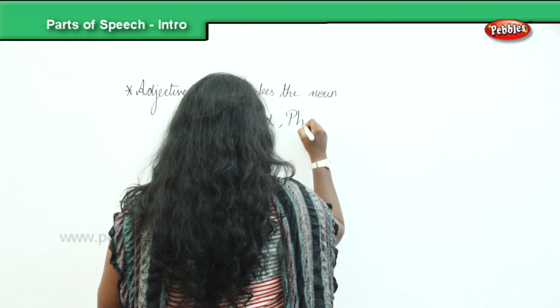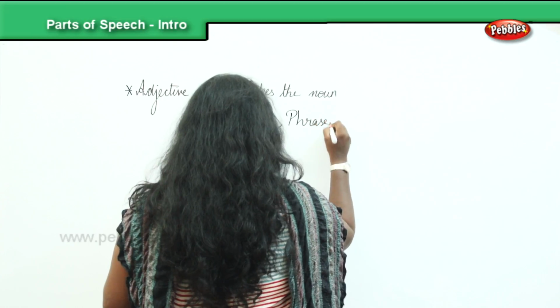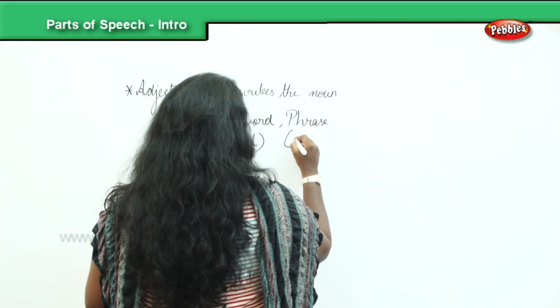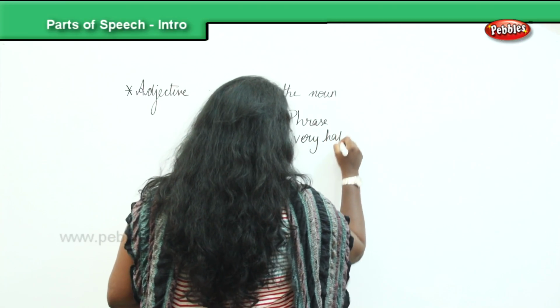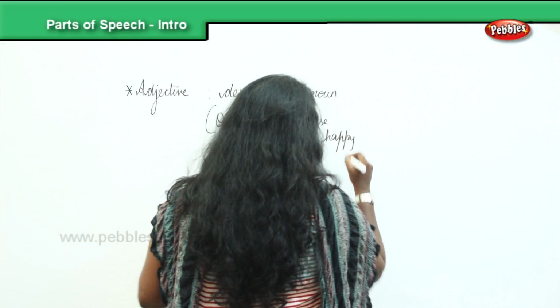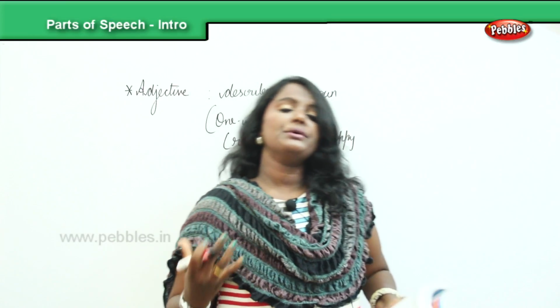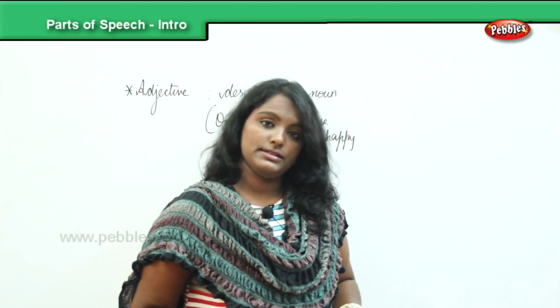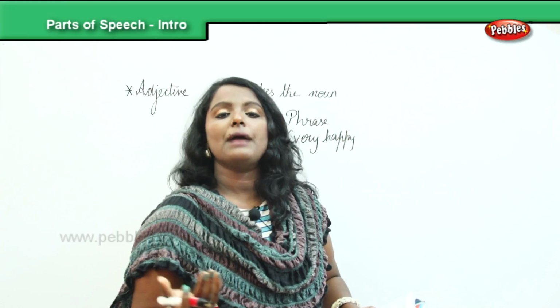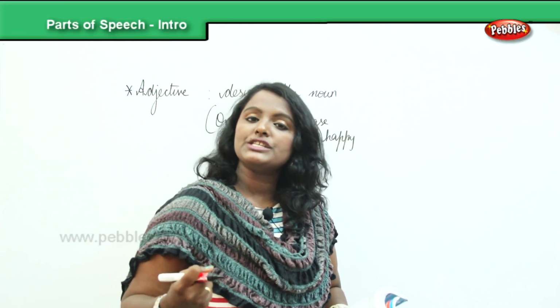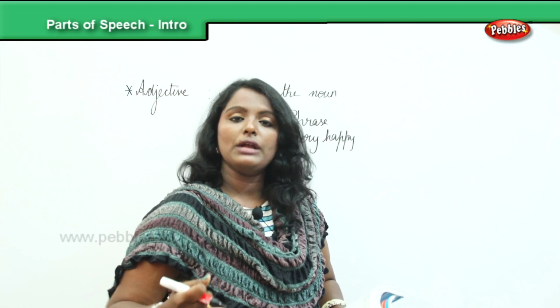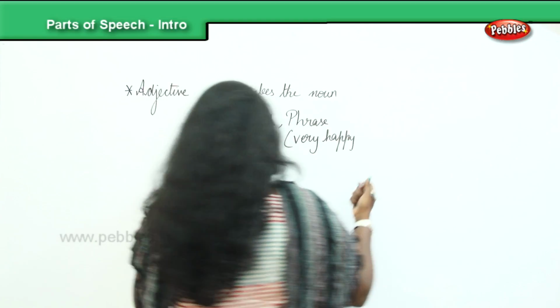It can be a phrase. Very happy. Example: She was very happy after hearing the results. So instead of saying happy, I'm saying very happy, where I'm trying to give you more information about the noun as to how happy the person is.